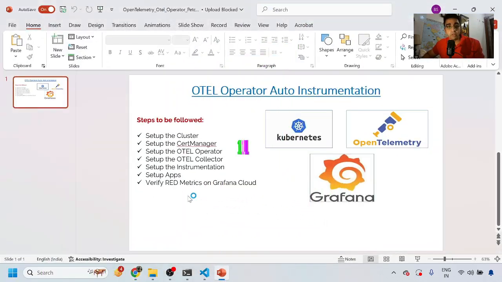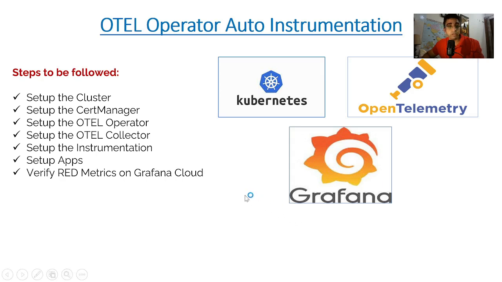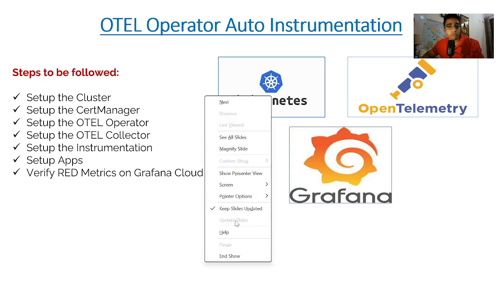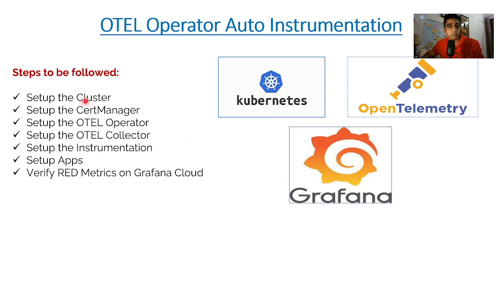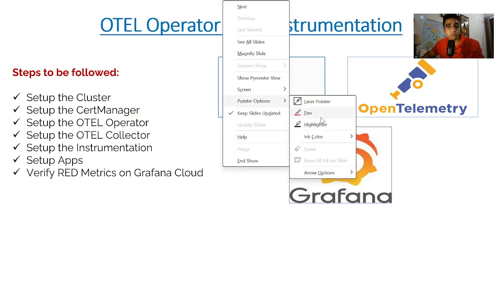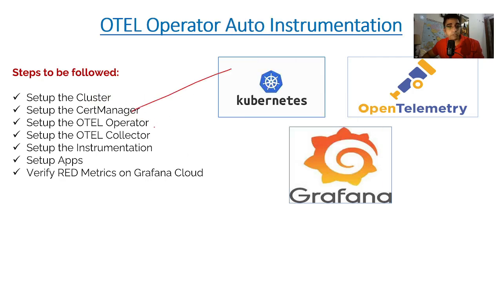So let's get started. What is the first step? First step is definitely to create a cluster. We'll be creating a cluster with the help of kind today, and not with the help of K3D. And then we'll install the Cert-Manager. Cert-Manager will communicate with your hotel operator basically, and then the hotel operator will instruct the hotel collector to collect the data from two OTLP endpoints, 4317 and 4318, and this will act as an agent, right? And then we set up the instrumentation.